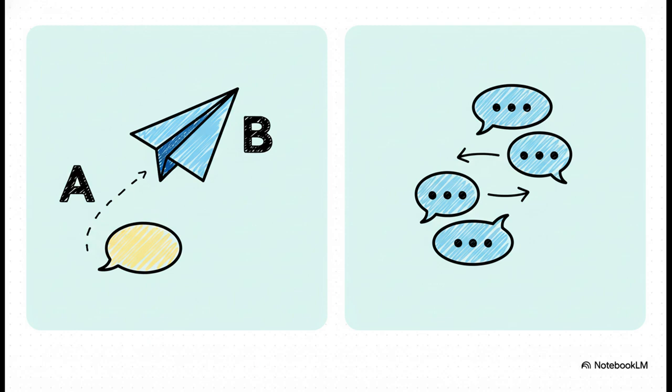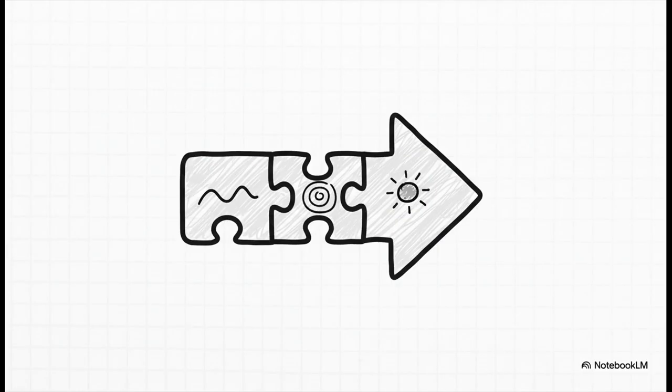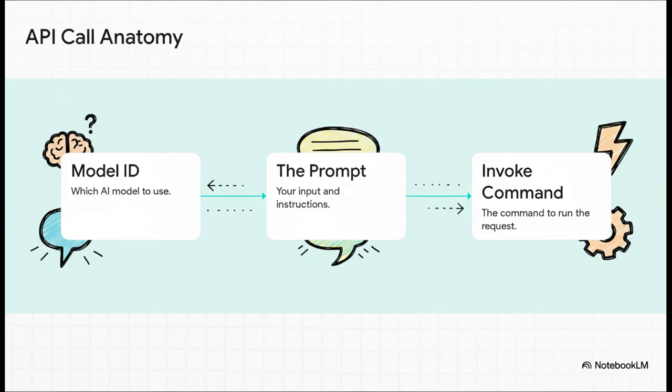Easy, right? Now, I know the phrase API call can sound a little scary if you're not a hardcore developer, but trust me, we're going to break down a simple Invoke Model call, and you'll see it really only boils down to 3 key pieces. It's way less complicated than it sounds. Think of it like a recipe with 3 ingredients. First, you need the model ID. That's just telling Bedrock which AI model to use. Second, the prompt. That's your instruction, what you want it to do. And third, the invoke command. That's the part that says go.